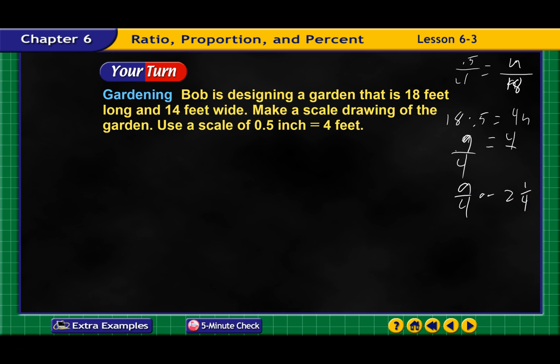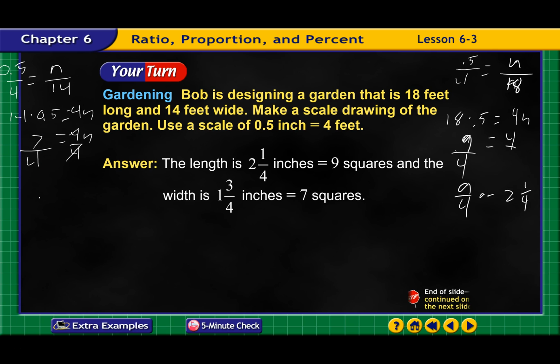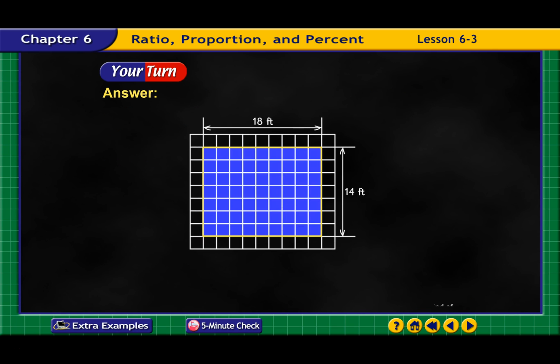If we do the same thing with 14, we go 0.5 over 4 equals whatever distance over 14. So 14 times 0.5 equals, cross producting, 4n, gives me 7 equals 4n. Divide by 4 would give me 7 over 4, so we have 9 squares and 7 squares. Then I draw that out, 9 squares by 7 squares, and when we put that into a drawing, it would look something like this. So this would be 9 squares long and 7 squares wide.